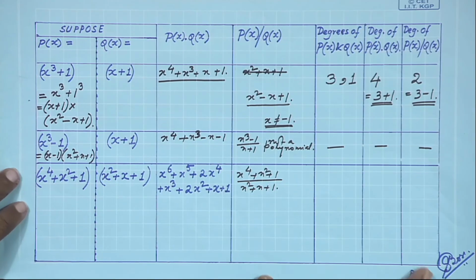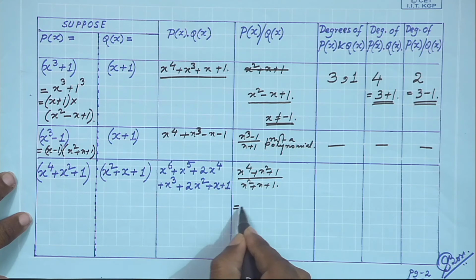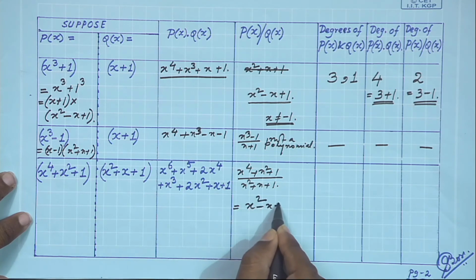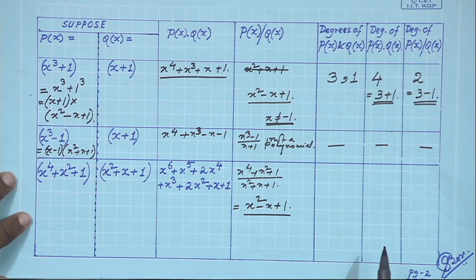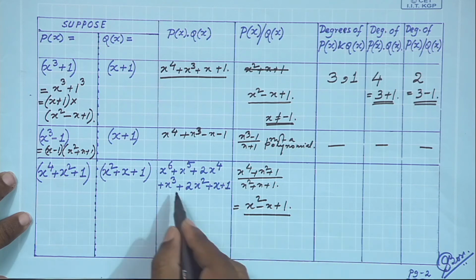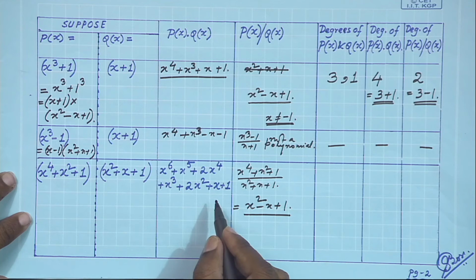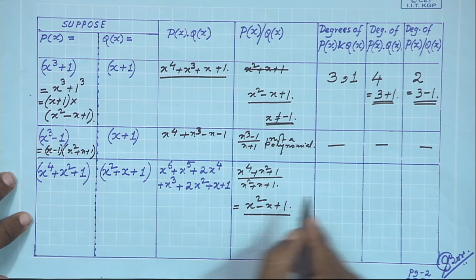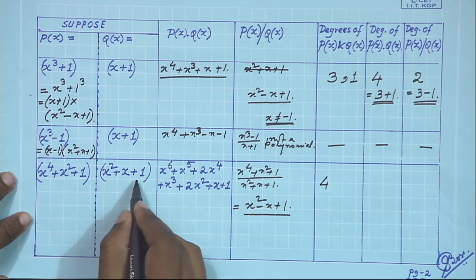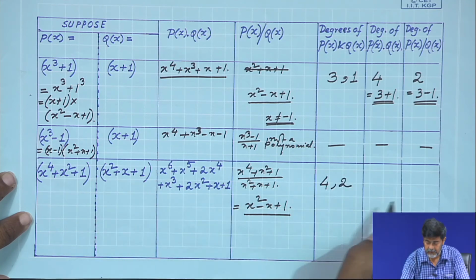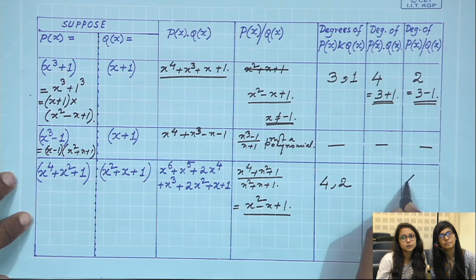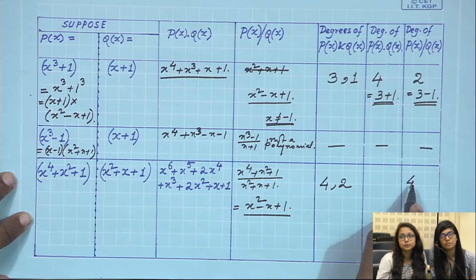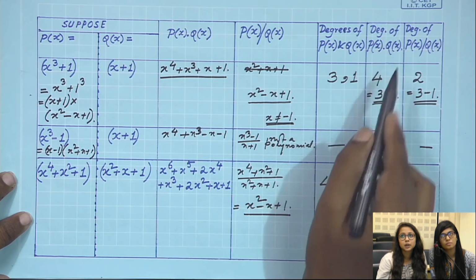Therefore, we are taking the previous page. The result is x square minus x plus 1, and it is very much a polynomial. Now, look at these two expressions and tell me the degrees of Px and Qx. I am pointing out the Px. For the Px, the degree is 4. And what is for Qx? For Qx, it is 2. And what is the maximum of 4 or 2? 4. Okay.